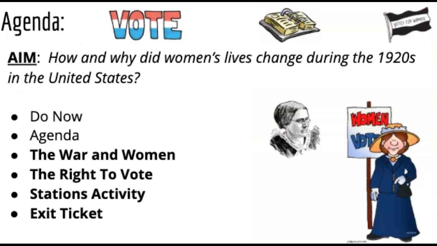And we're going to be looking at how the war actually does change this idea of women during the 1920s. So we're going to look at the war on women, and then we're going to go into the right to vote. And then we're going to go into a scenario which took me a lot of work, but I think it's going to be kind of cool in the sense of getting different answers and being a little bit more engaging on the topic matter.